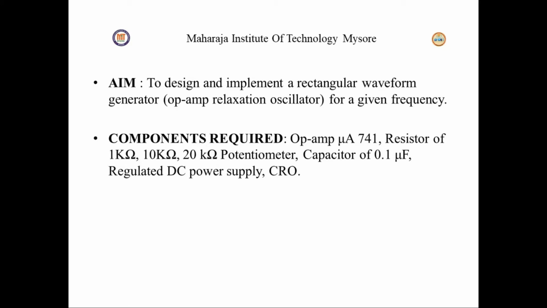So you all know what actually the op-amp is. Op-amp relaxation oscillator is a simple square wave generator, which is also called a free running oscillator or astable multivibrator. Astable means which is not stable, which is varying, and this is also called a relaxation oscillator, which operates in the saturation region.